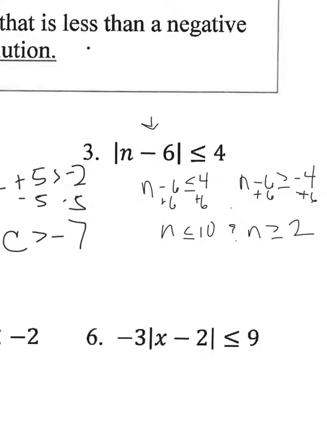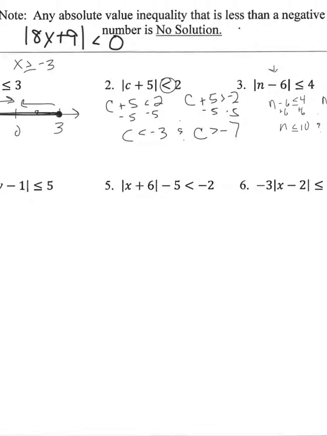Okay. The next one I want to look at is number 5. In number 5, a lot of students would jump to the no solution answer because it is less than a negative number. However, just like with our equations, we had to simplify the side first.